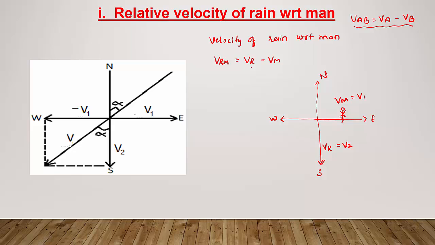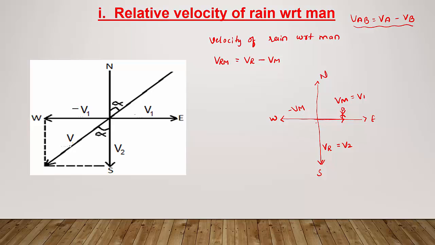Vr indicates velocity of rain, minus Vm indicates velocity of man. Vr minus Vm. So this indicates a subtraction of two vectors that we have studied. Vr minus Vm: this is plus Vr, this is minus Vm. Minus Vm means here we have to consider the negative of Vm. Vr minus Vm.